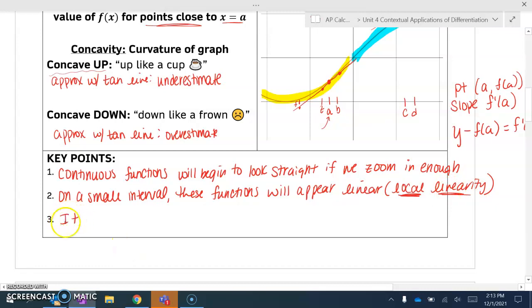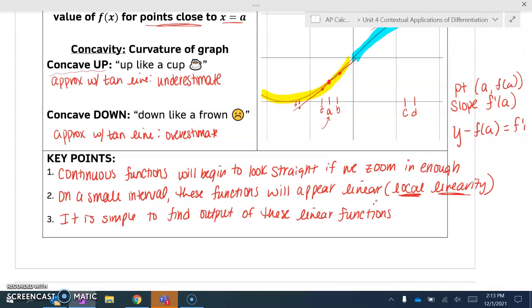And then the third one: it is generally simple to find the output of these linear functions. And like I said before, they came up with this a long time ago when we didn't really have calculators to evaluate some of these crazier functions. At the end of the day, calculators are really just using an algorithm, because they are using addition, subtraction, multiplication, and division, and using an algorithm to do all of these harder things that we want them to do. So they basically create an algorithm to find different values.